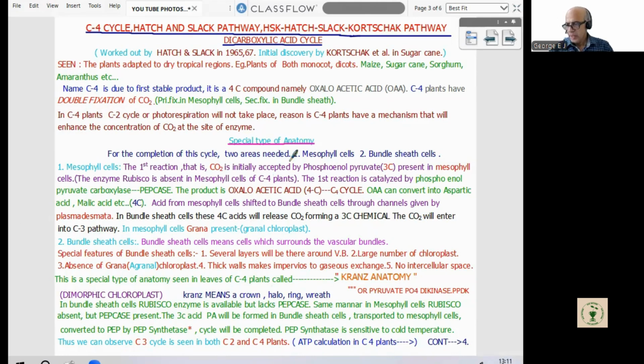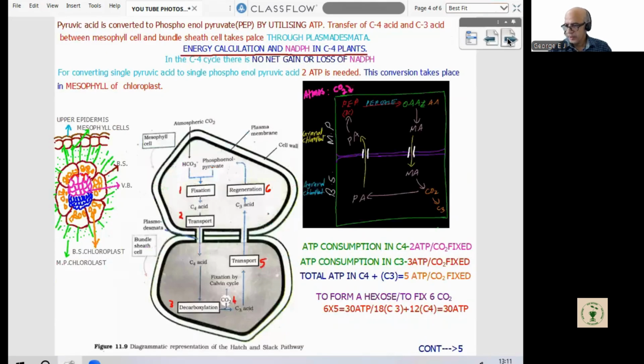Now comes the special type of anatomy. That is another area of question. See, for completion of this cycle, 2 areas are needed. One is the mesophyll cell, the other is the bundle sheath cell. And in mesophyll cells, the first reaction will start, that is carbon dioxide. I will put the diagram like this, it will be easy for you. So the first reaction, carbon dioxide, is initially accepted by a 3-carbon compound called phosphoenol pyruvate.